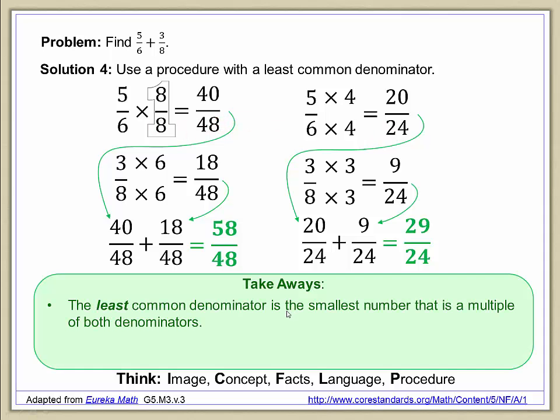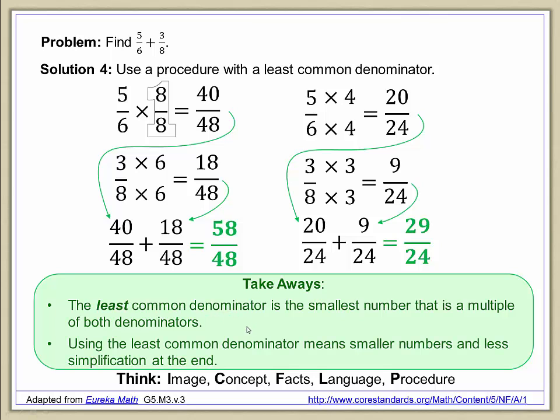So our takeaways are that the least common denominator is the smallest number that is a multiple of both denominators. The smallest number that's a multiple of both 6 and 8 is the least common denominator. It's also called the least common multiple. And that using the least common denominator means smaller numbers and less simplification in the end.